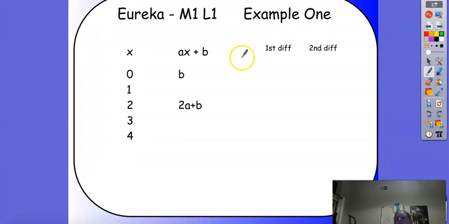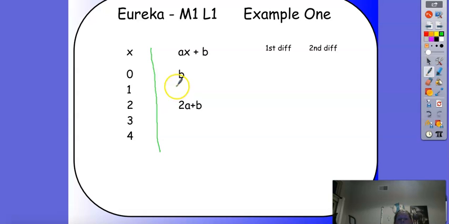Let's try a different one. This one, I'm not going to have numbers. I'm just going to call it A and B. I'm going to do it with variables. But I am going to do this with X here: 0, 1, 2, 3, 4. So if I put a 0 in for X, that would be A times 0 plus B, leaving me with B.